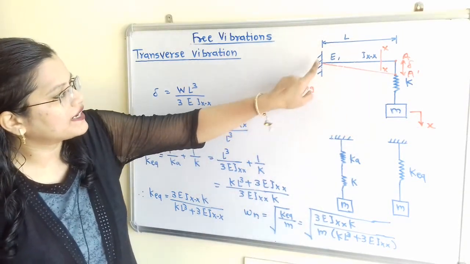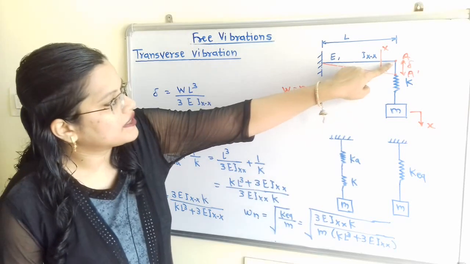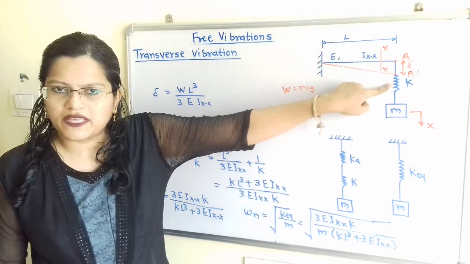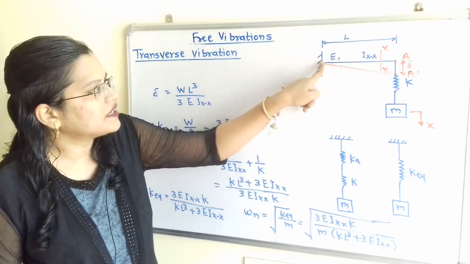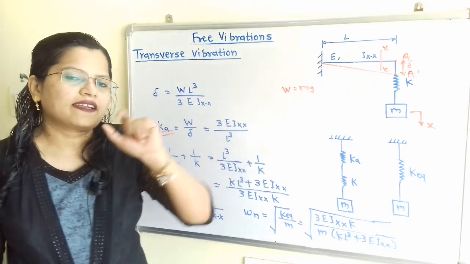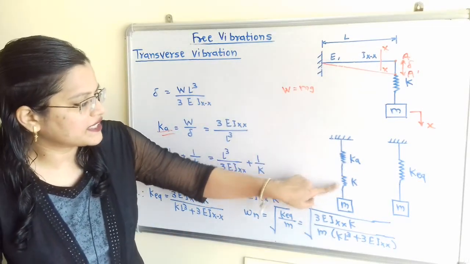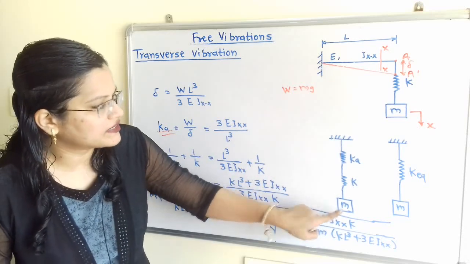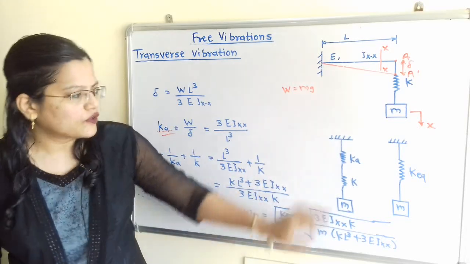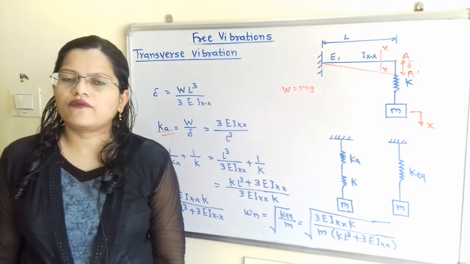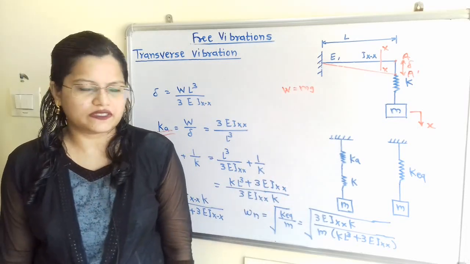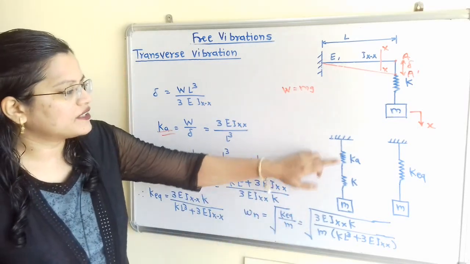One end is the fixed end, and the other end is connected to the spring with stiffness K, and this cantilever beam acts as a spring with stiffness Ka. So here is Ka, here is K, and the lower end of K is connected to mass M. For this system we have to find the natural frequency. Now the value of Ka is known.